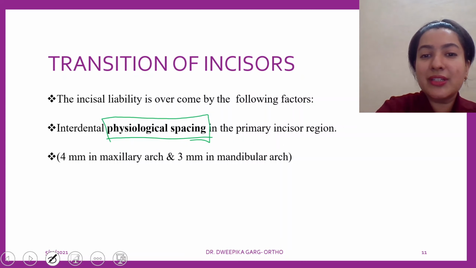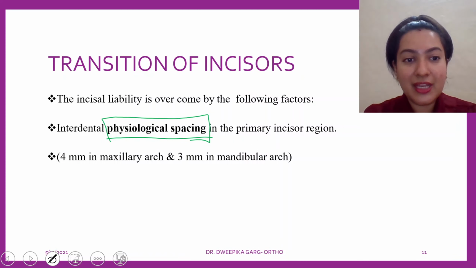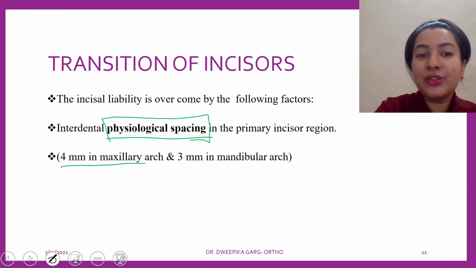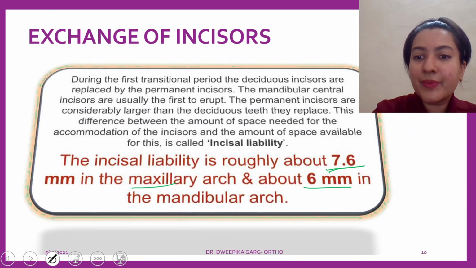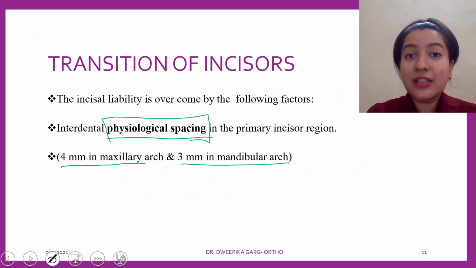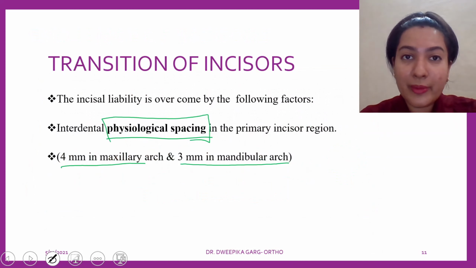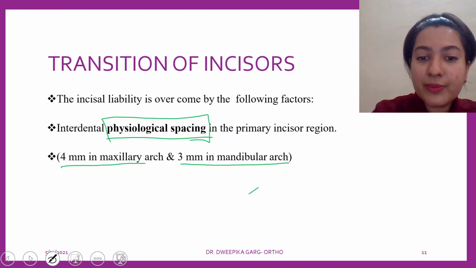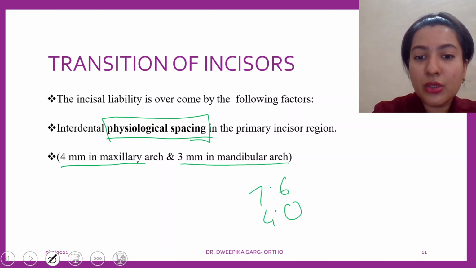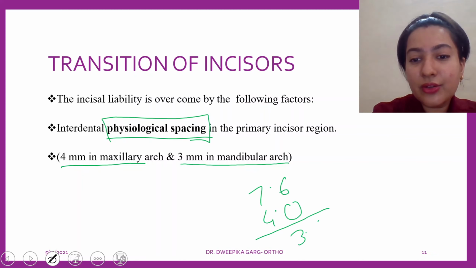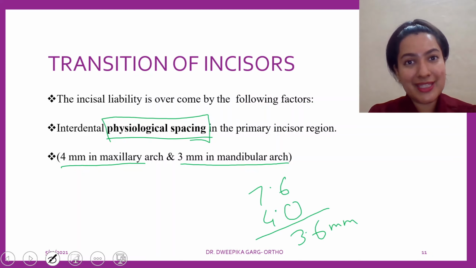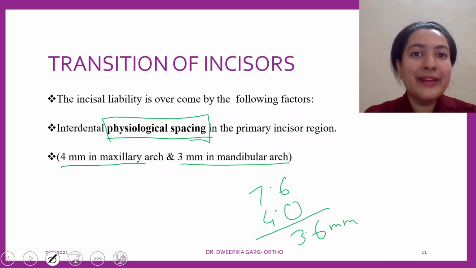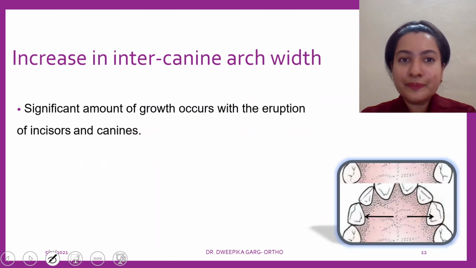We know that physiological spaces are present in primary dentition: 4 mm in the maxilla and 3 mm in the mandibular arch. What did we just see in the previous slide? That 7.6 mm of space is required in the maxillary arch to accommodate my permanent incisors. From 7.6 millimeters, I am getting 4 millimeters from physiological spacing. So I still need close to 3.6 millimeters of space to accommodate my permanent central incisors, which are replacing my deciduous incisors.